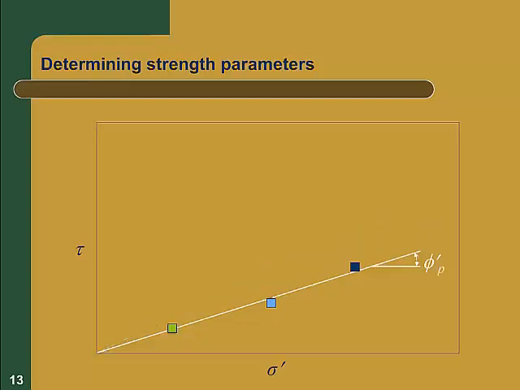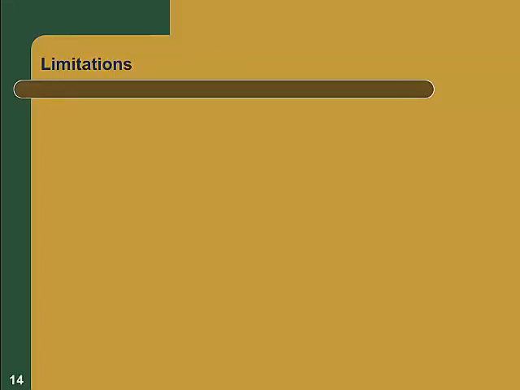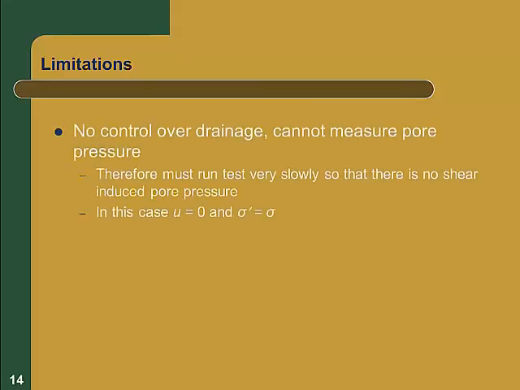There are a number of limitations to the direct shear test. These include the following. There is no control over drainage in the specimen, and we cannot measure pore pressures during the test. Therefore, the only way we can know what's really going on is to run the test very slowly so that any excess pore pressures that might be generated can dissipate. In this case, there will be no excess pore pressures and the effective stress will be equal to the total stress.